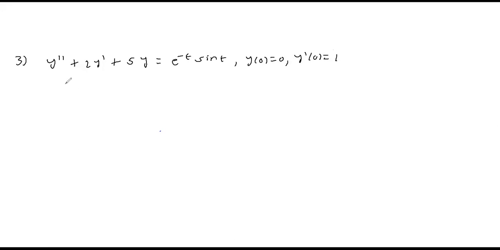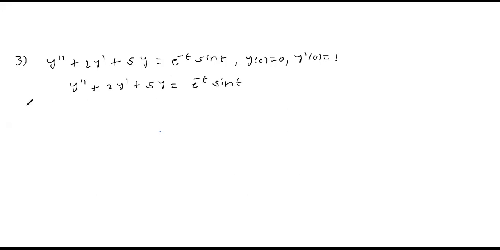Okay, so let me recheck again. Y double dash plus 2y dash plus 5y equal to e power minus t sin t, with y of 0 equal to 0 and y dash of 0 equal to 1. Okay, now we'll solve this differential equation. So again take the differential equation: y double dash plus 2y dash plus 5y is equal to e power minus t sin t.